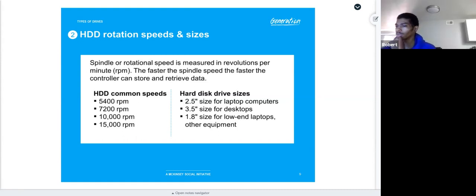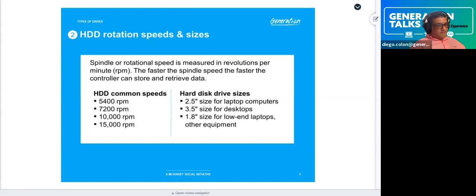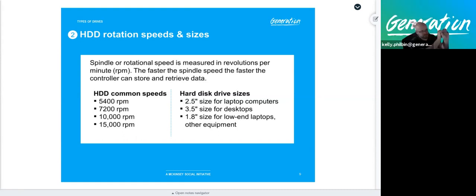Don't they have one that's compatible for both the 2.5 and 3.5? I know about that, but not the 1.8. Yes, there is an adapter piece that you can put a 2.5 into so it'll fit into a 3.5 slot in a desktop.